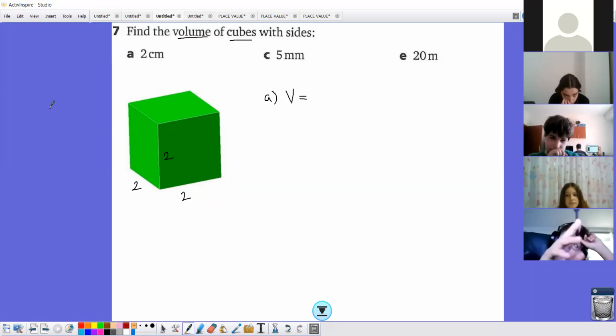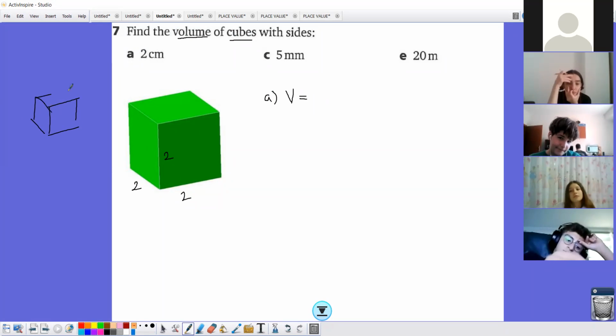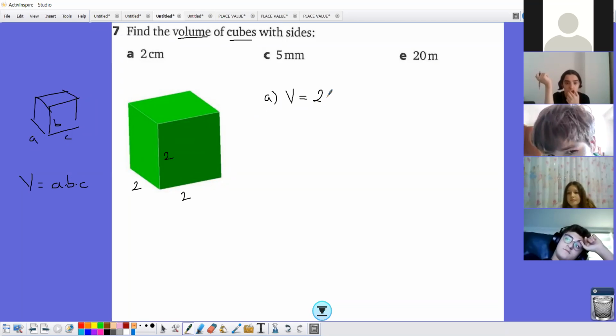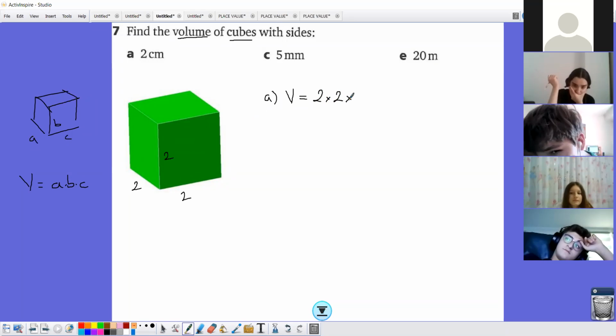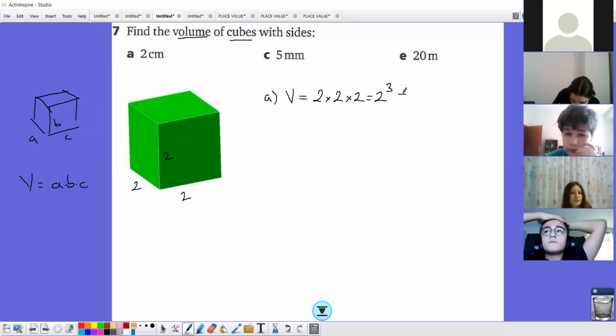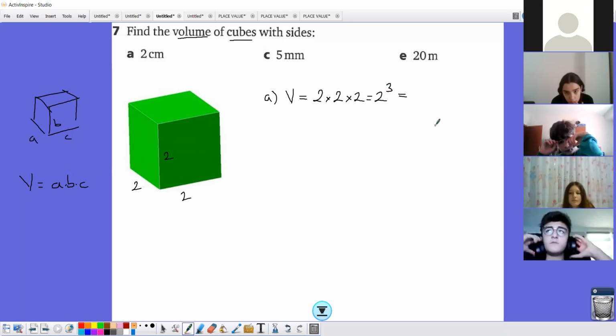Yeah, so I will show you, if we have a cube or any 3-dimensional prism, and if the sides are A, B, and C, the volume is A times B times C. But here it says that it is a cube. All of them are the same. So it will be 2 times 2 times 2, which is 2 cubed. Yes, 8. Thank you, Cevdet.